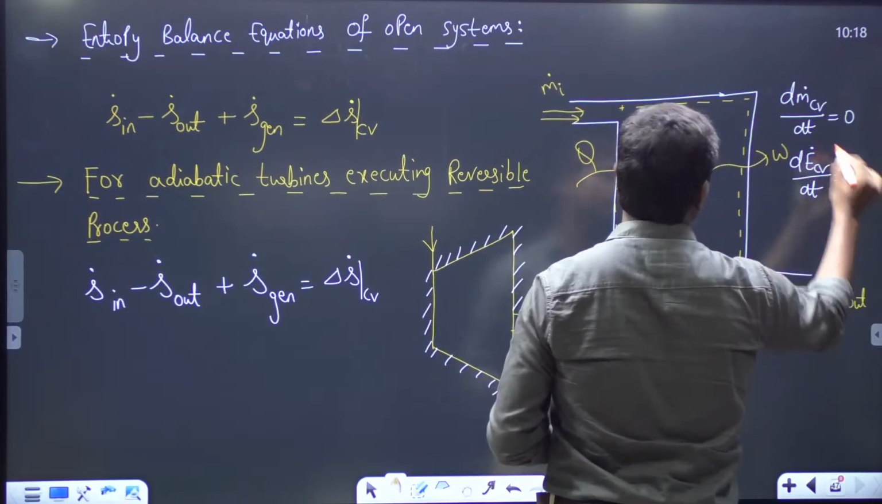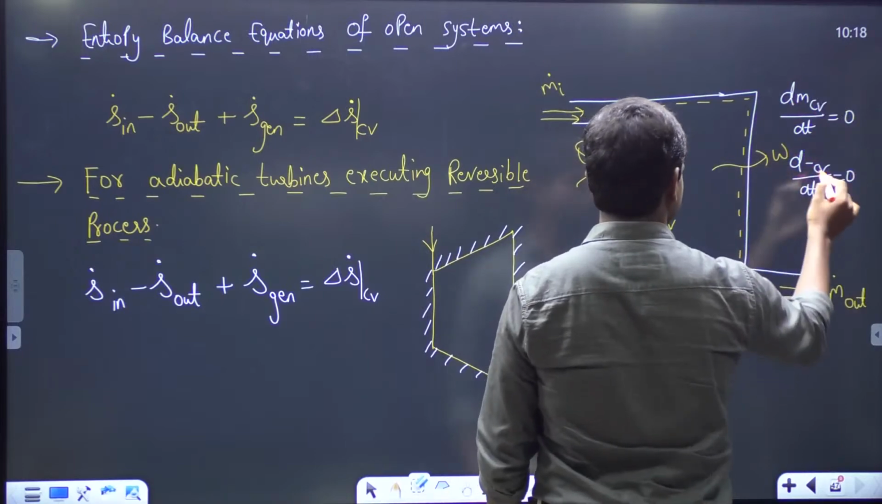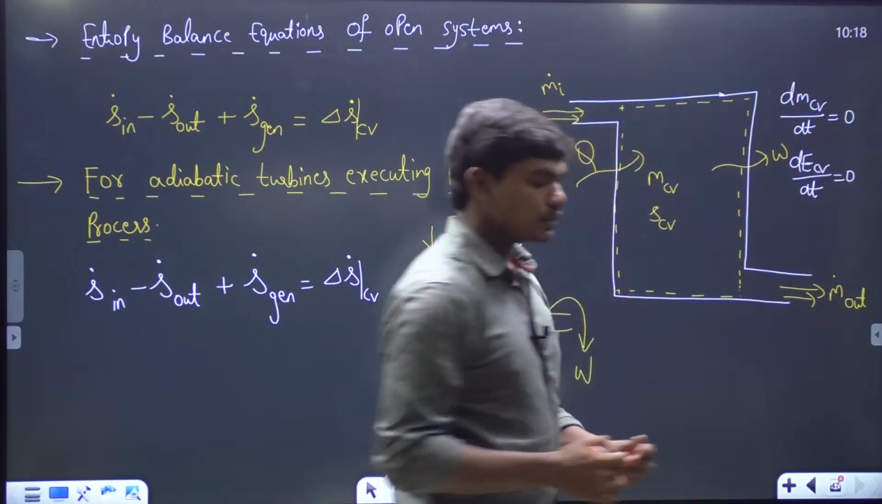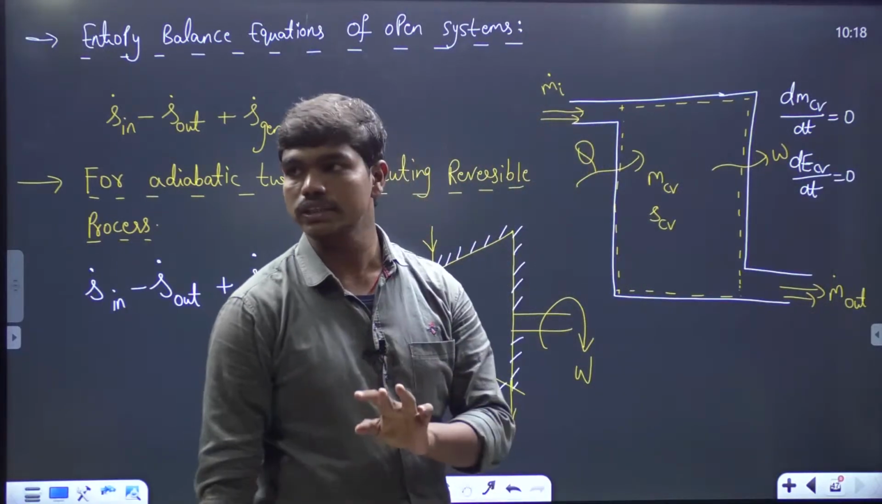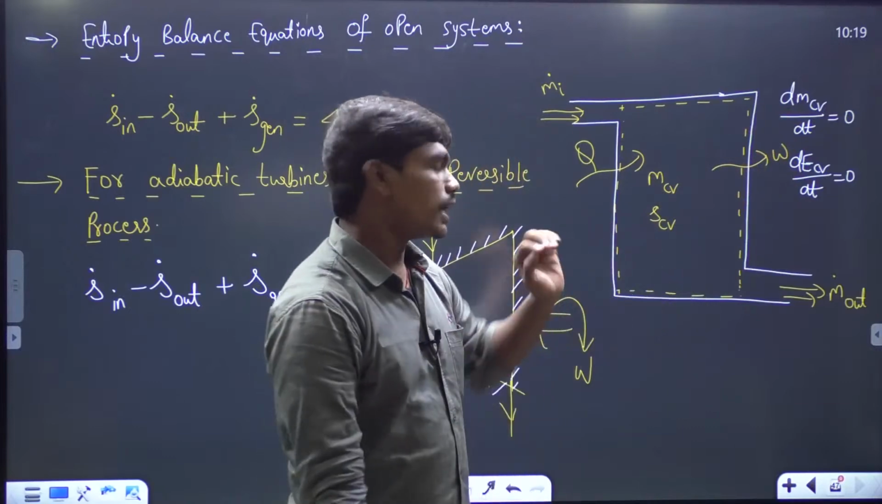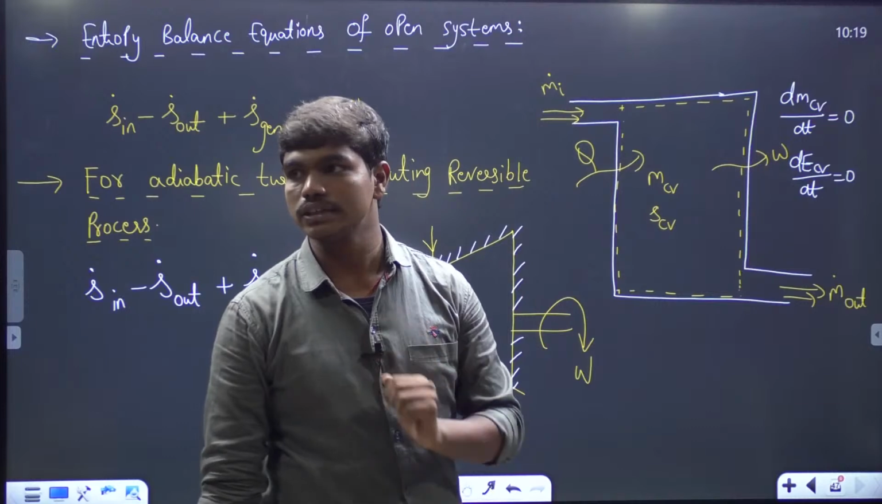Or you can write simply, for the time being, let us not consider rates. Let us consider the energy of the control volume and the mass of the control volume. During steady state operation, these two quantities have to be 0, and generally that's how actual turbines and compressors operate in engineering applications.